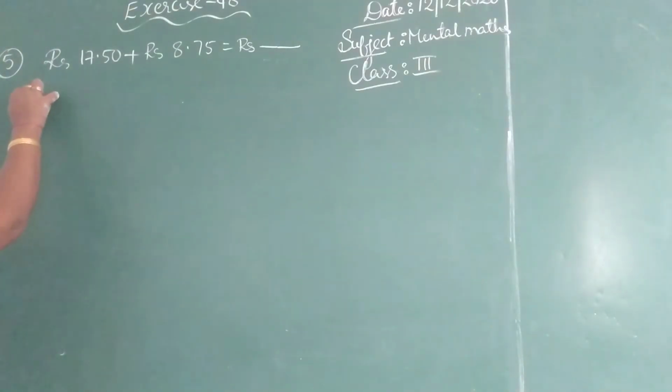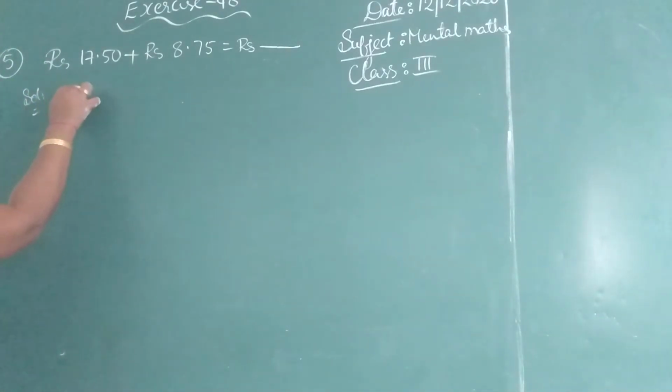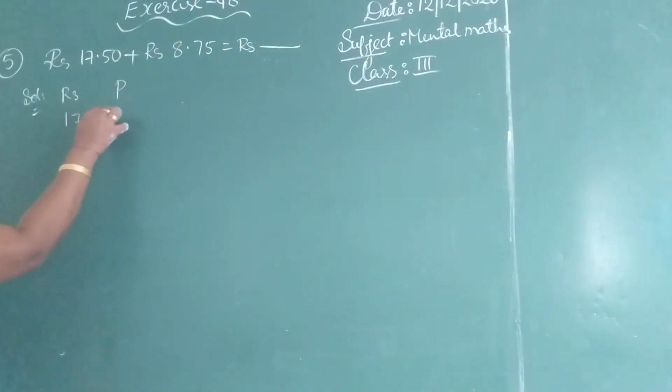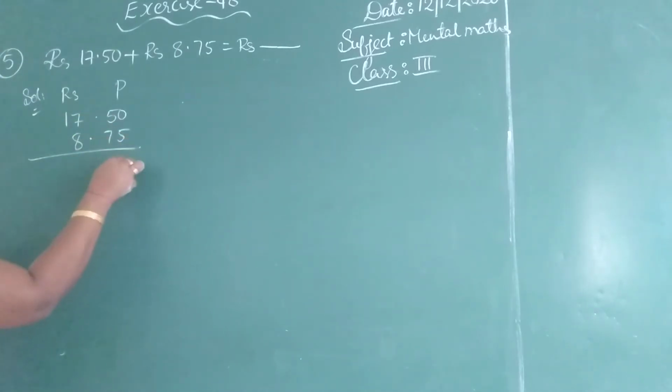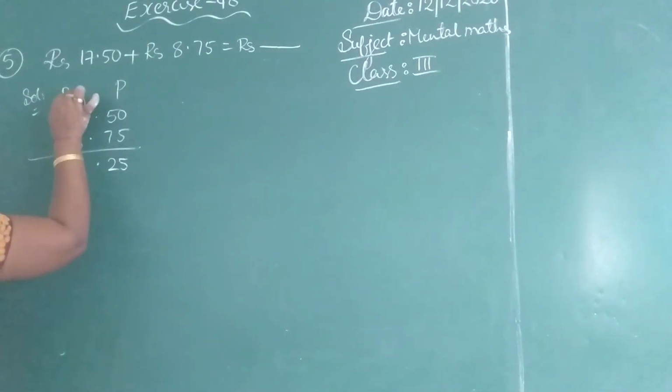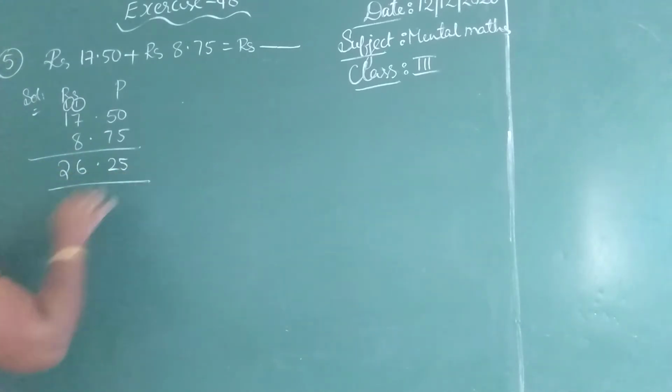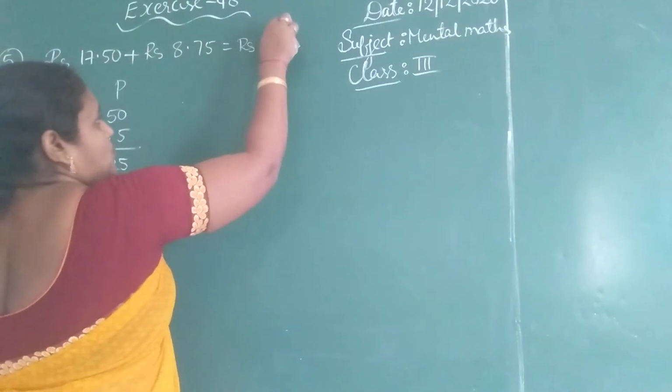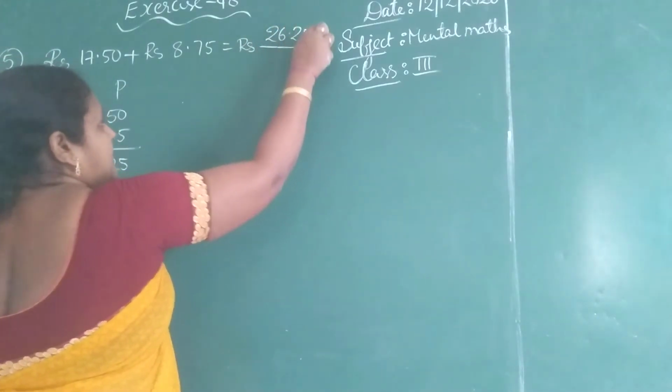So, rupees and paisa. 17 rupees 50 paisa, 8 rupees 75 paisa. 5, 7 plus 2, 7 plus 5, 12, as usual, 8 plus 8, 16, 1 plus 1, 2. It's nothing but 26 rupees 25 paisa. So 26 rupees 25 paisa is the answer.